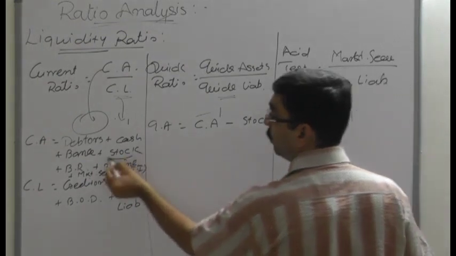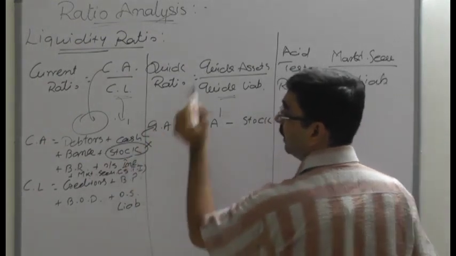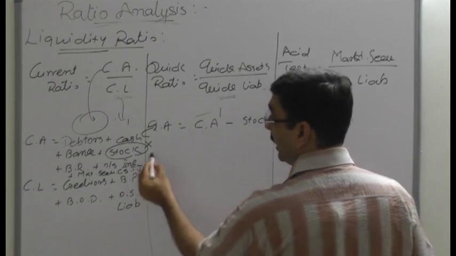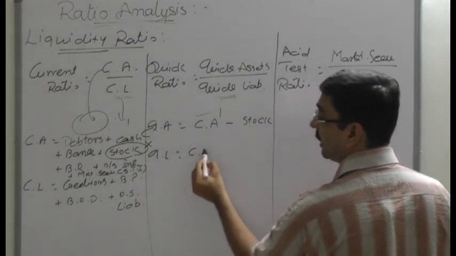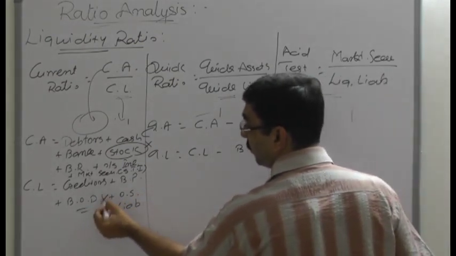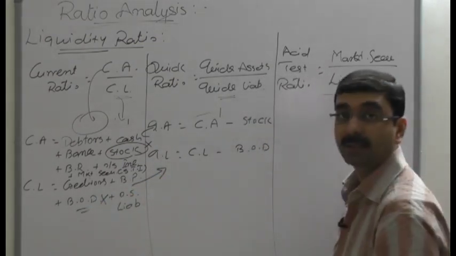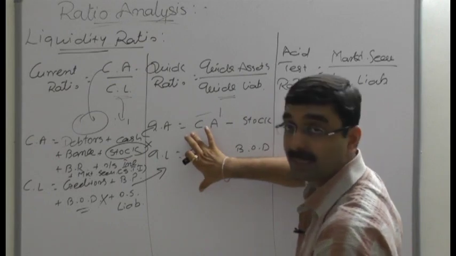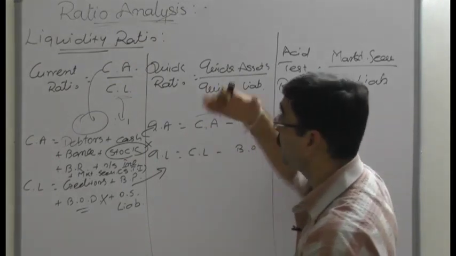That means if you remove stock from the current assets, it's considered your quick assets. And quick liabilities is current liabilities minus bank overdraft. So if the bank overdraft has been removed from this, it's considered quick liabilities. So the comparison of quick assets and quick liabilities shows your quick ratio.